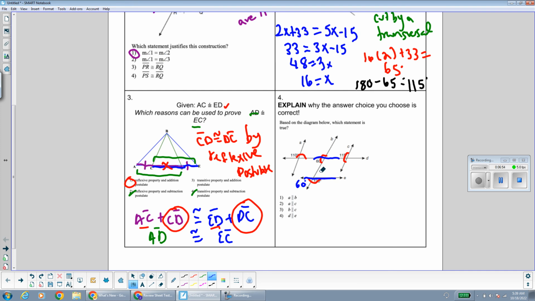I'm going to just highlight these two lines and the transversal that intersects them. Notice that the 60 degrees is bottom left and the 60 degrees is bottom left. They're in the same position where the lines meet the transversal. So they are corresponding angles. And since they are congruent, that actually shows the lines forming them are parallel. And the lines forming them are line D and line E. I'm going to write that here.